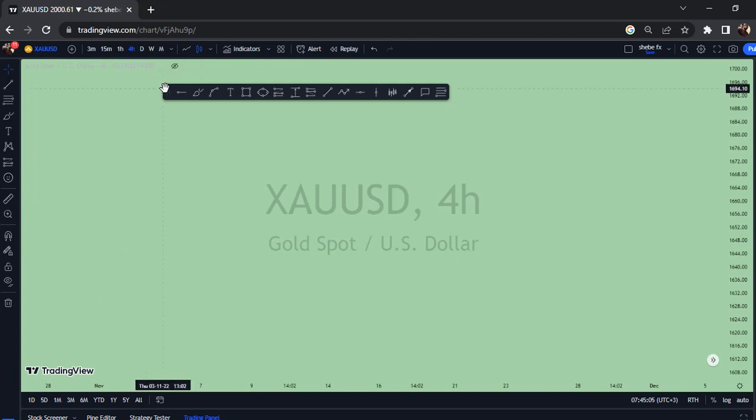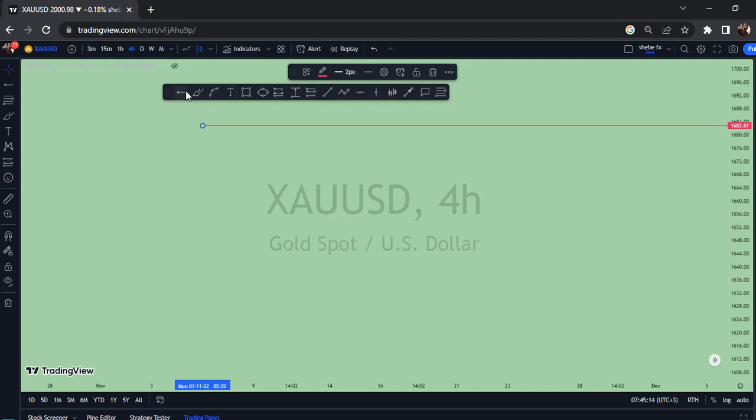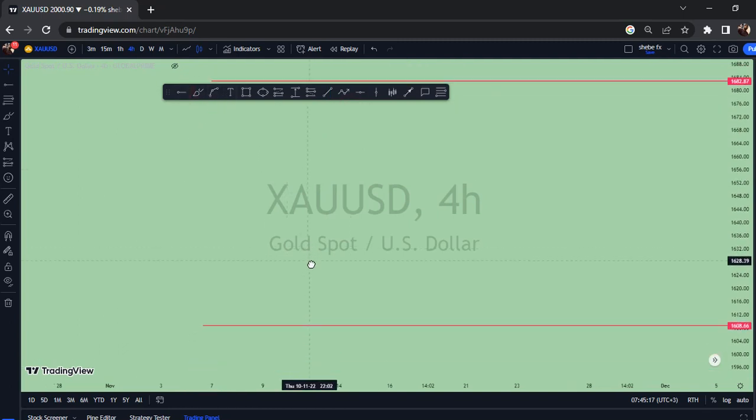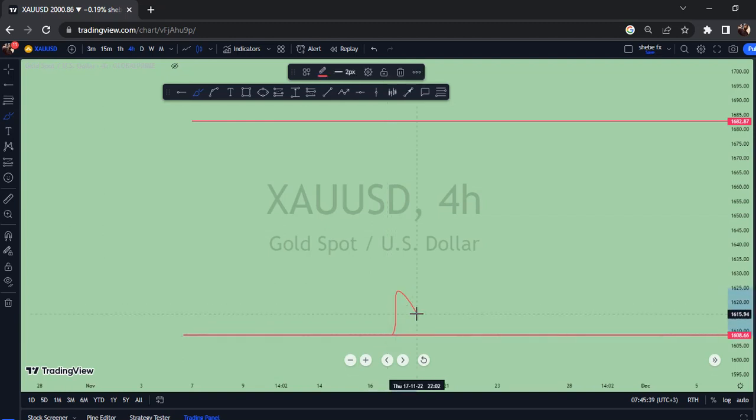Let's give a start. For instance, we have the highest point over here, and we have our lowest point down here. I think you're getting this. As normal, you know that we have two structures: bearish structure and bullish structure. For bullish structure, we have a series of high highs and high lows, until a certain point.